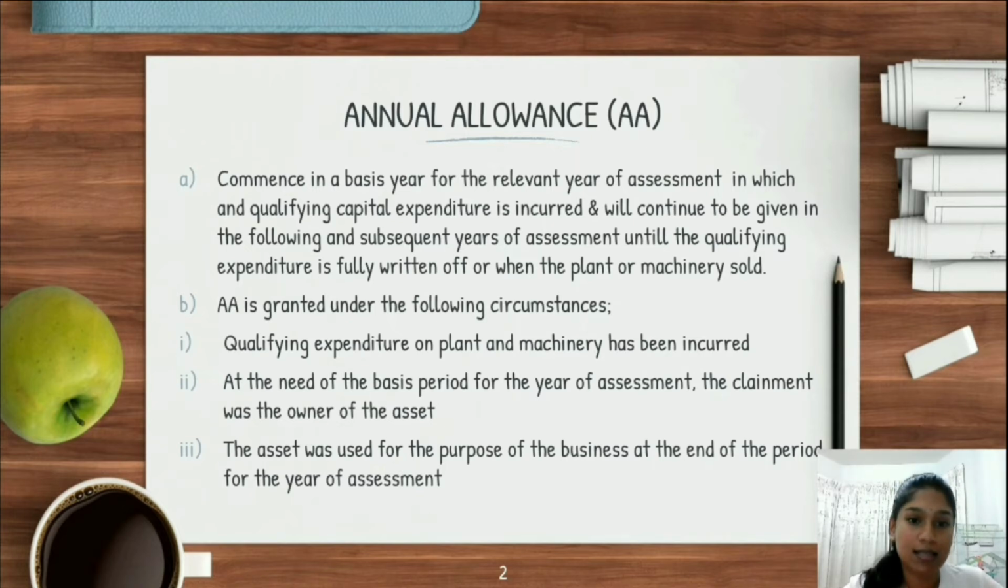Annual allowance is granted under the following circumstances, which are: A. Qualifying expenditure on plant and machinery has been incurred. B. At the end of the basis period for the year of assessment, the claimant was the owner of the asset. C. The asset was used for the purpose of the business at the end of the period for the year of assessment.